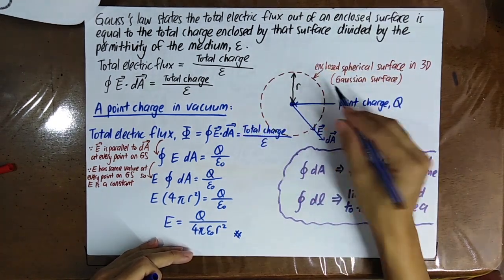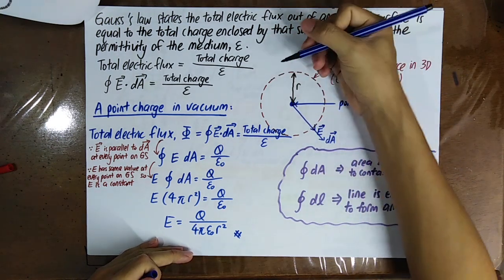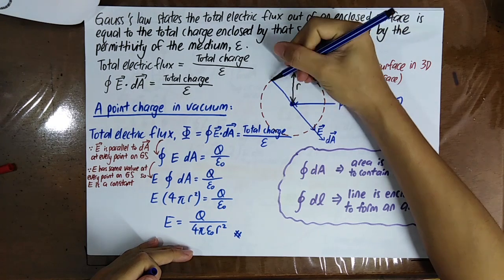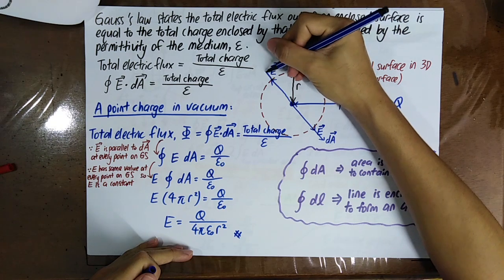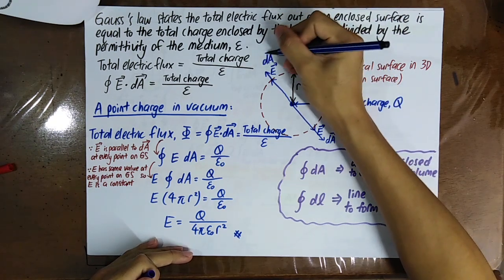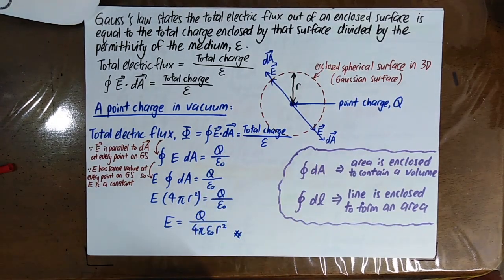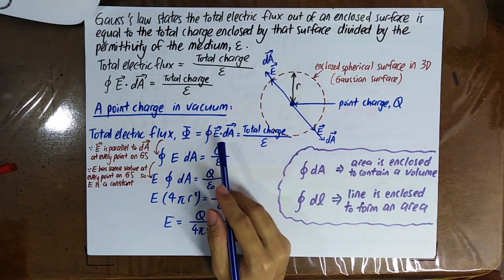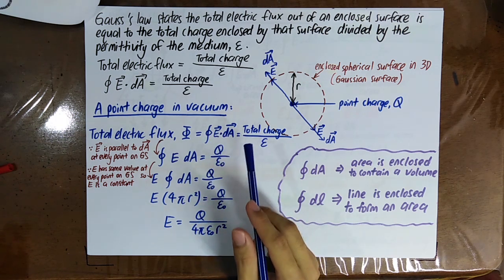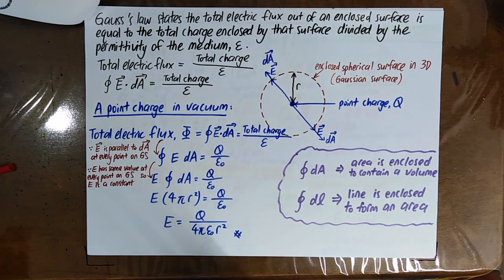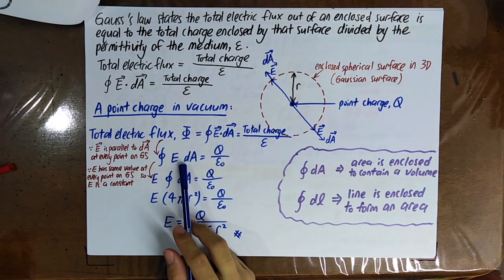For any point on the enclosed spherical surface, for example, maybe this point, the E is in this direction. And then dA is also this direction. That means that E and dA are parallel to each other. So you know that E dot dA equals E dA cos theta equals E dA cos 0, which is equal to E dA. So you can get rid of the dot product here.